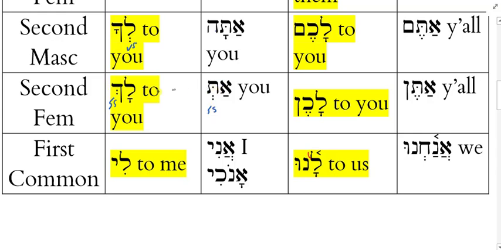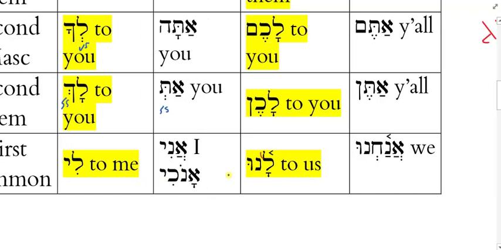Okay, at and lach. Okay, and then to me, everybody, is li. Li, lamed plus a chirik yod for me, to me. Look at my independent pronouns. Ani, anochi. What's the same? The i part, the chirik yod. All right, so we do have some similarity here that will help us.